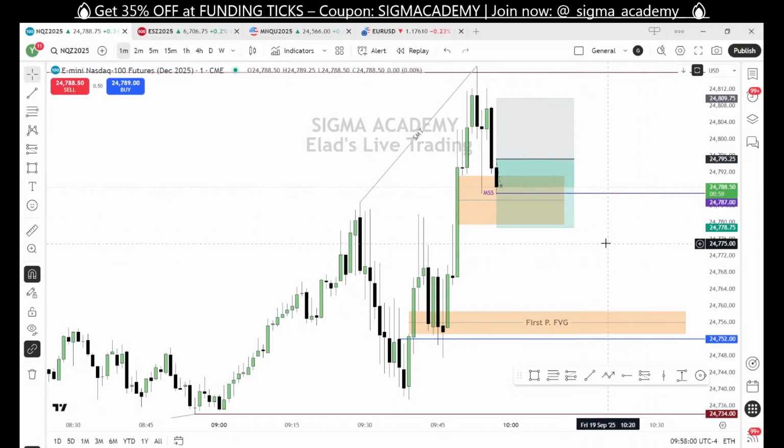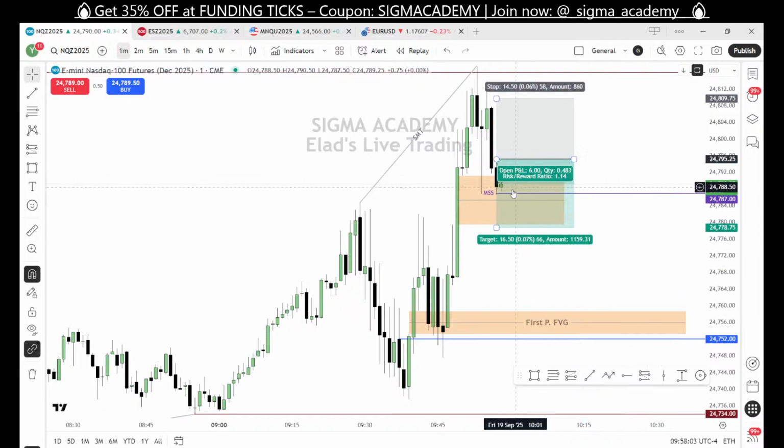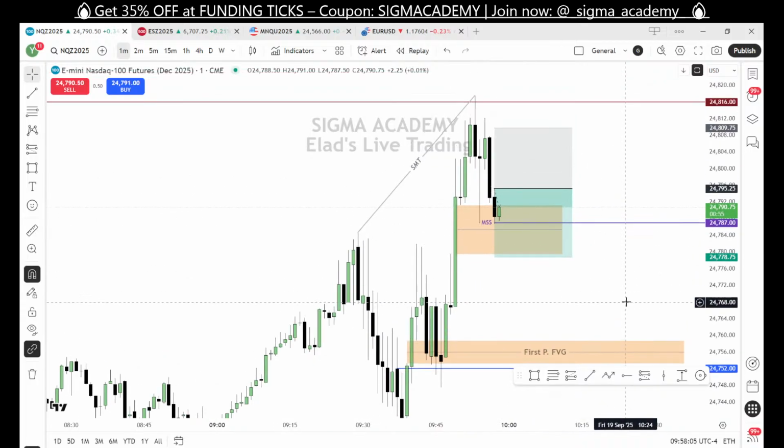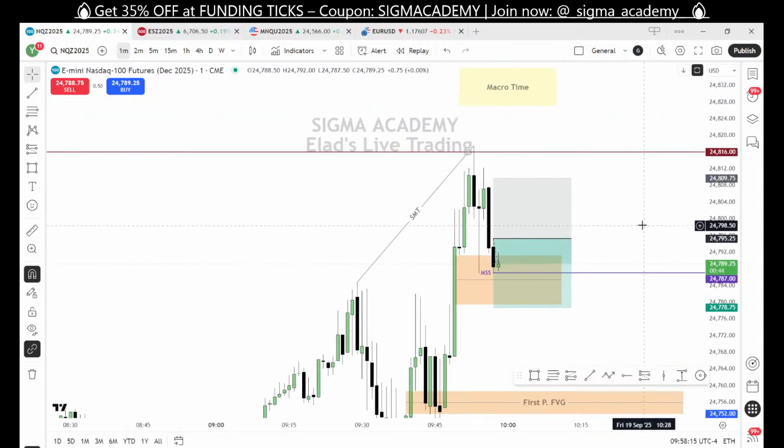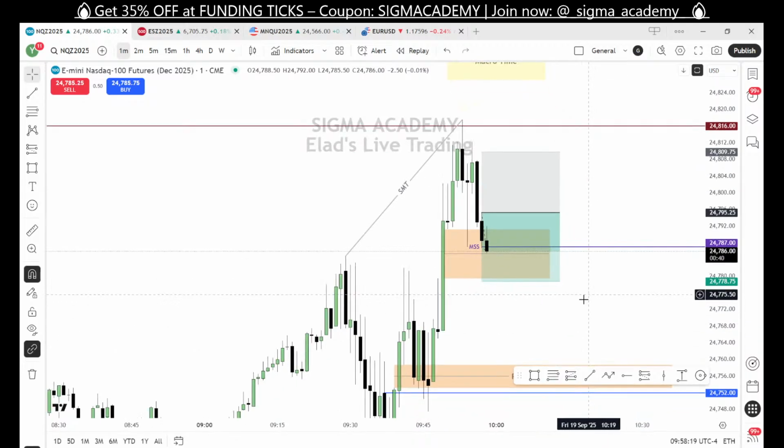Come on, just tap this area. 50 points of stop. That's fine. Okay, now it's looking good. I have this fair value gap, a clear break of structure.